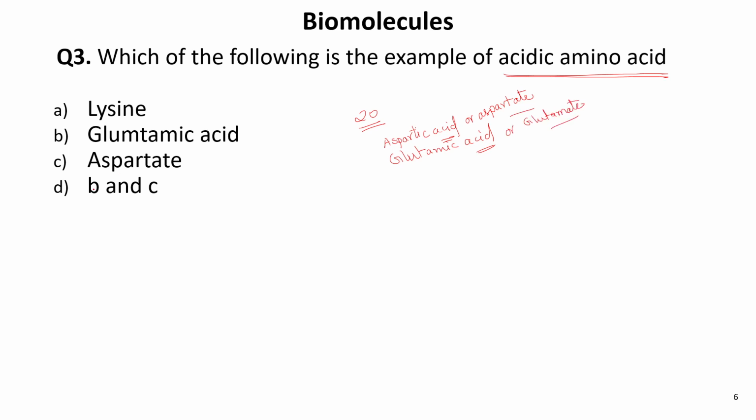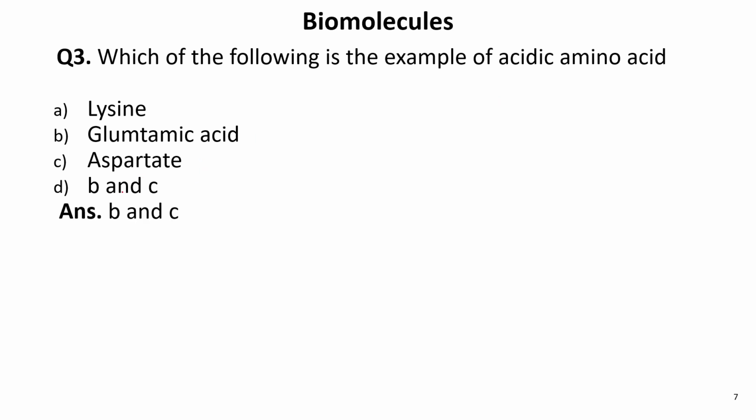So the options are lysine, glutamic acid, aspartate, B and C. Here you can see glutamic acid is an acidic amino acid. Aspartate or aspartic acid is also an acidic amino acid. So our answer will be B and C. So B and C is the correct answer.